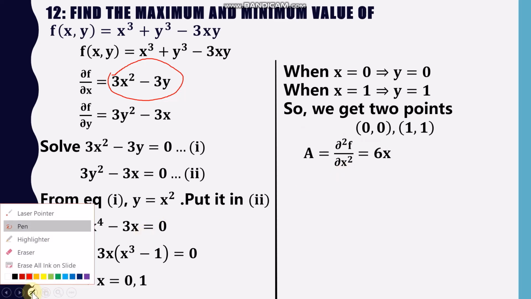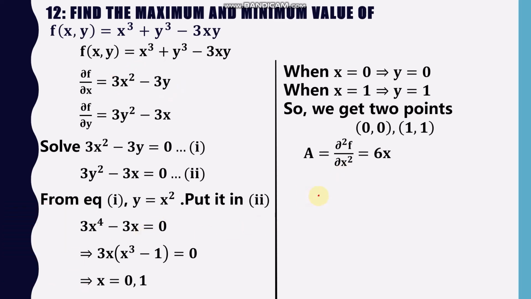Then find out b, which is a mixed partial derivative. You can first differentiate the function with respect to x and then with y. Okay, so we already have the derivative of this function with respect to x here. Take the derivative again with y, keeping x constant, so we'll get minus 3y.